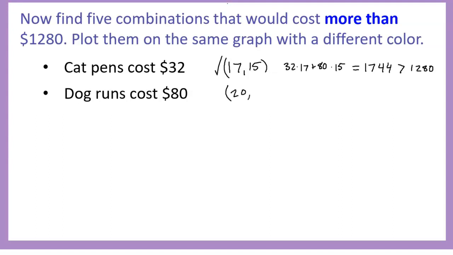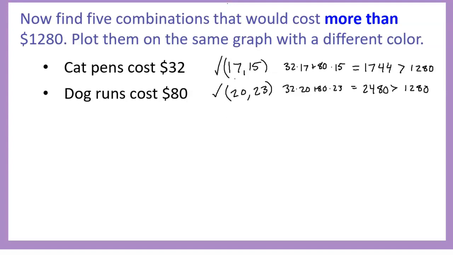So how about 20, 23. 32 times 20 plus 80 times 23. That's going to be 2,480. Definitely bigger than 1,280.